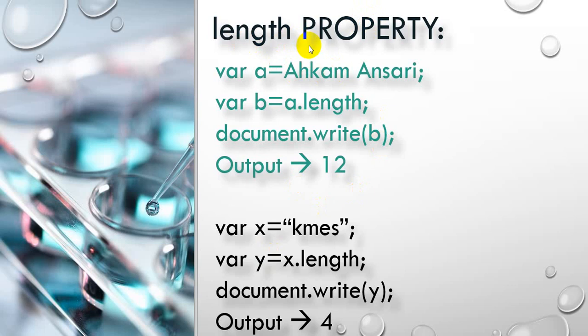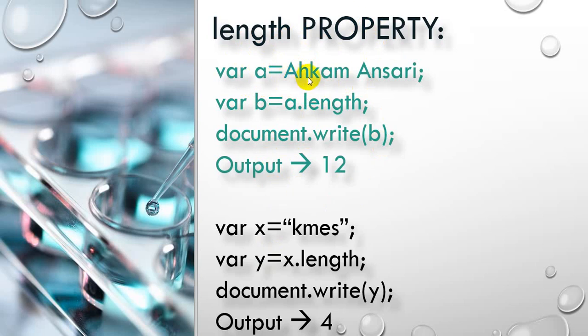Okay, now we are moving towards the next topic of today's lecture, that is the length property. As we know, the length property is a property given by JavaScript which is used to calculate the number of characters or the length of a string. For example, what is meant by length actually? If I say A, what is the length of A? The length of A is 1, because we have only one character.